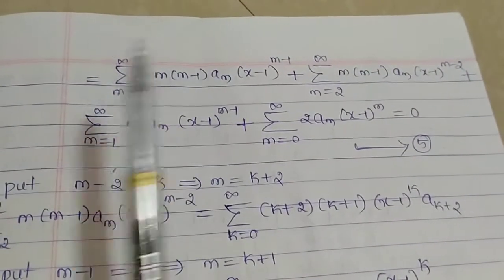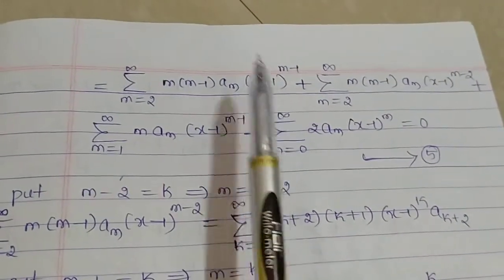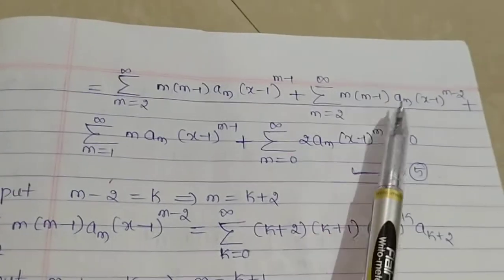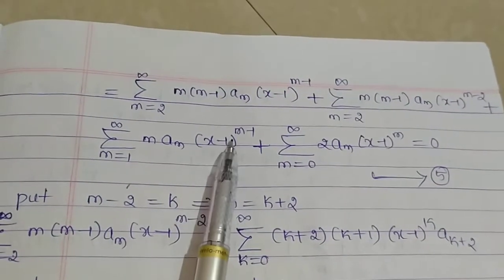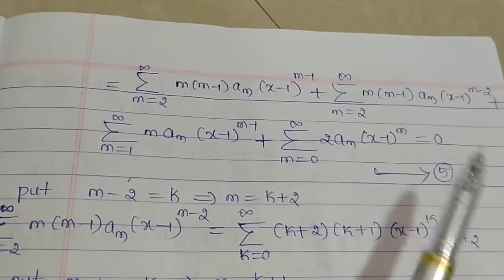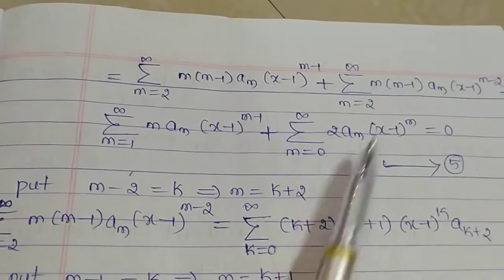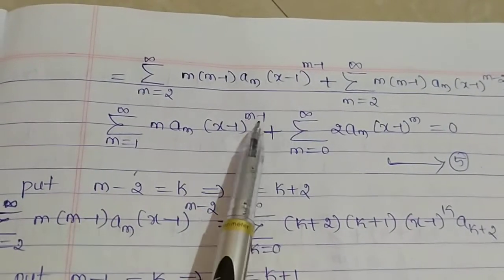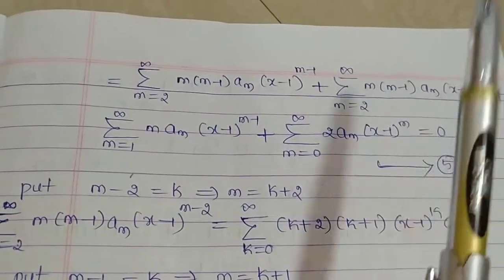summation m is equal to 2 to infinity m minus 1 am (x minus 1) to the power m minus 1, and the other terms with powers m minus 2 and m minus 1. Equation number 5. So what is my next procedure here? I have to make these m minus 1 and m minus 2 powers into the power of m.